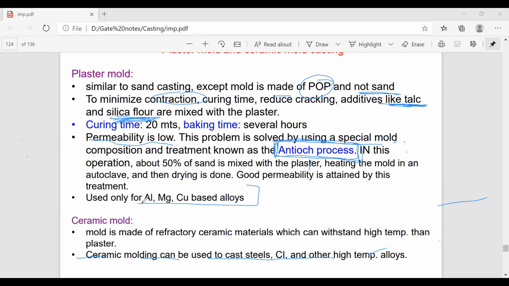And this is basically used for which metals? Aluminium, magnesium, and copper-based alloys. Plaster mold is primarily used for aluminum, magnesium, and copper-based alloys. Similarly, ceramic mold is made up of refractory ceramic materials. What do you mean by refractory materials? I've already told you earlier, yesterday, I think. The materials which can withstand high temperatures. So for that we are using ceramic mold.